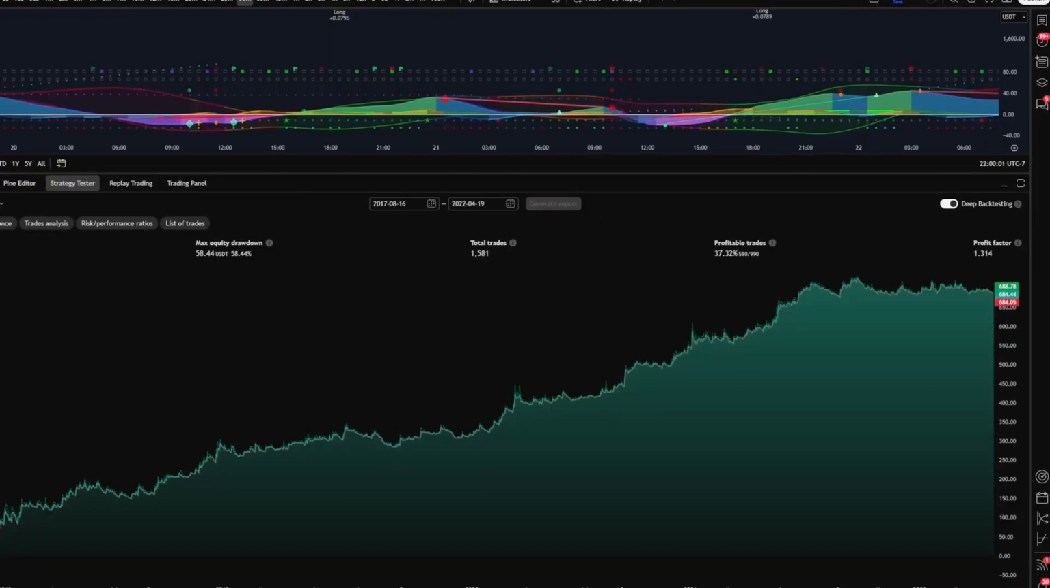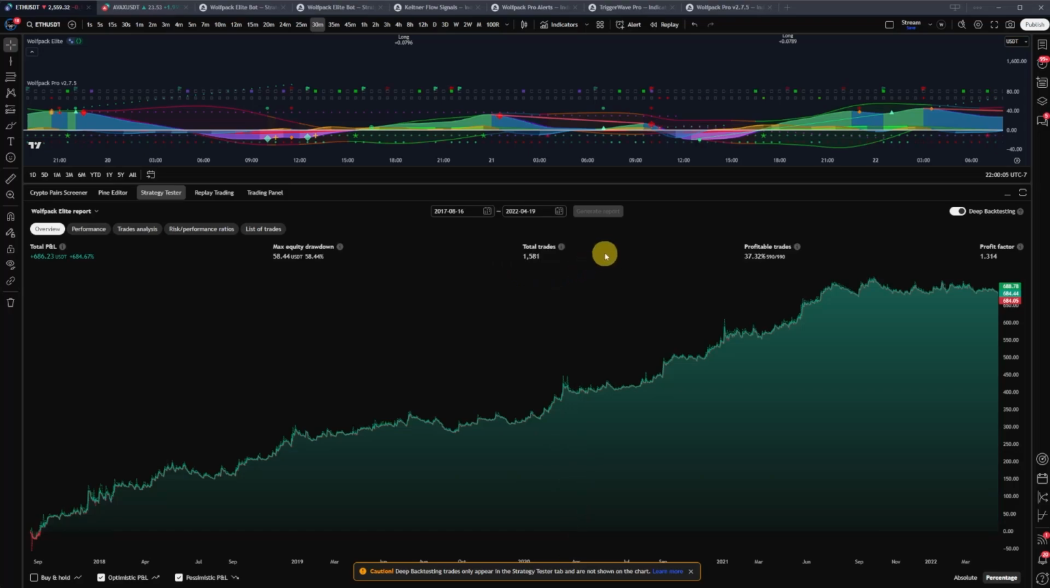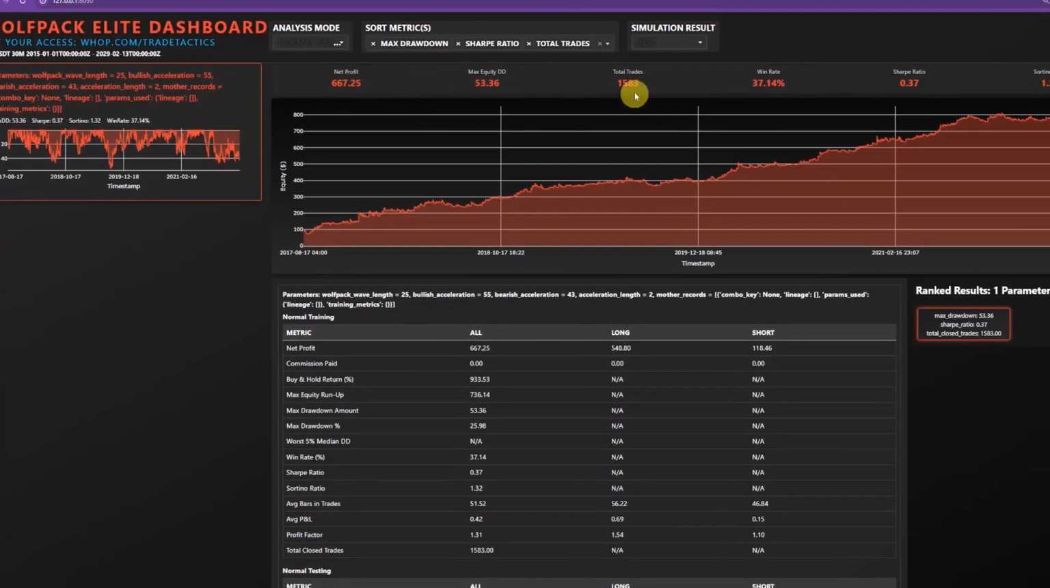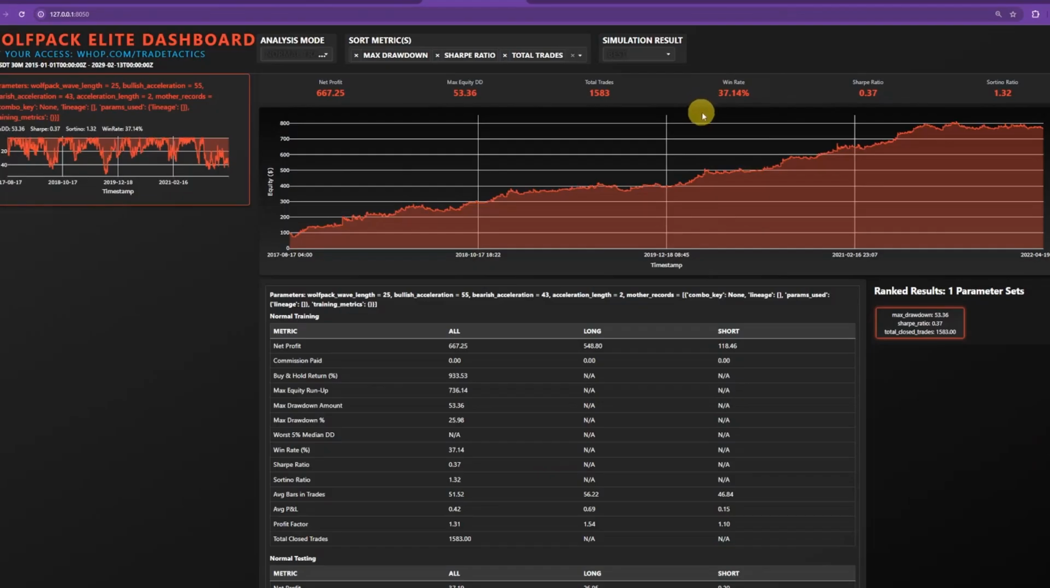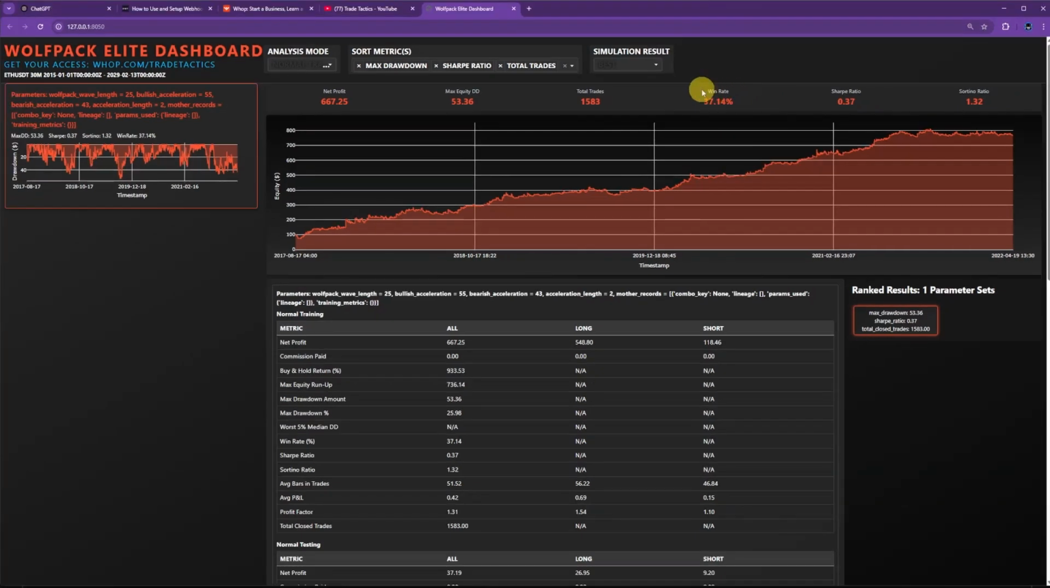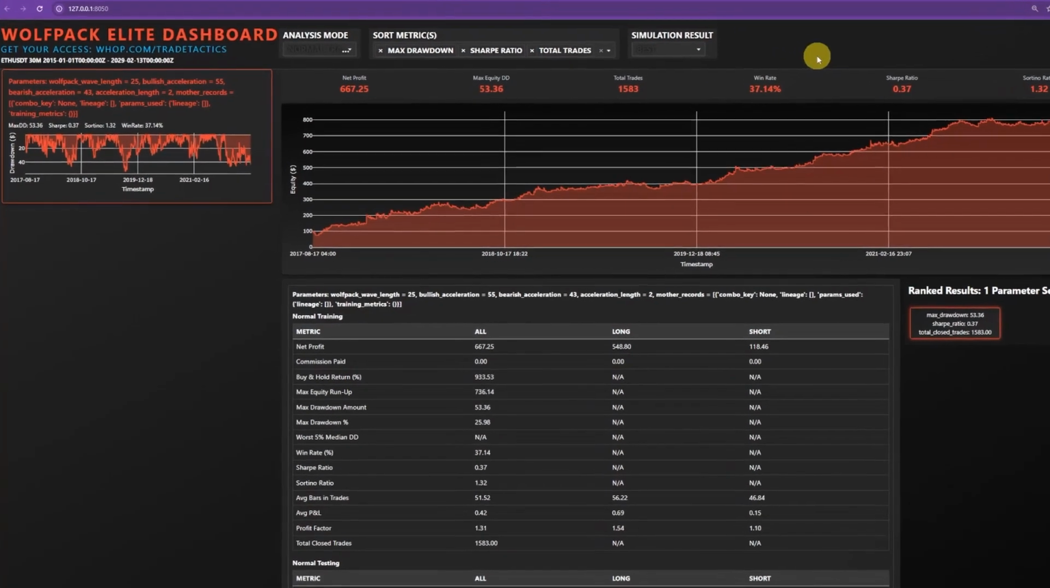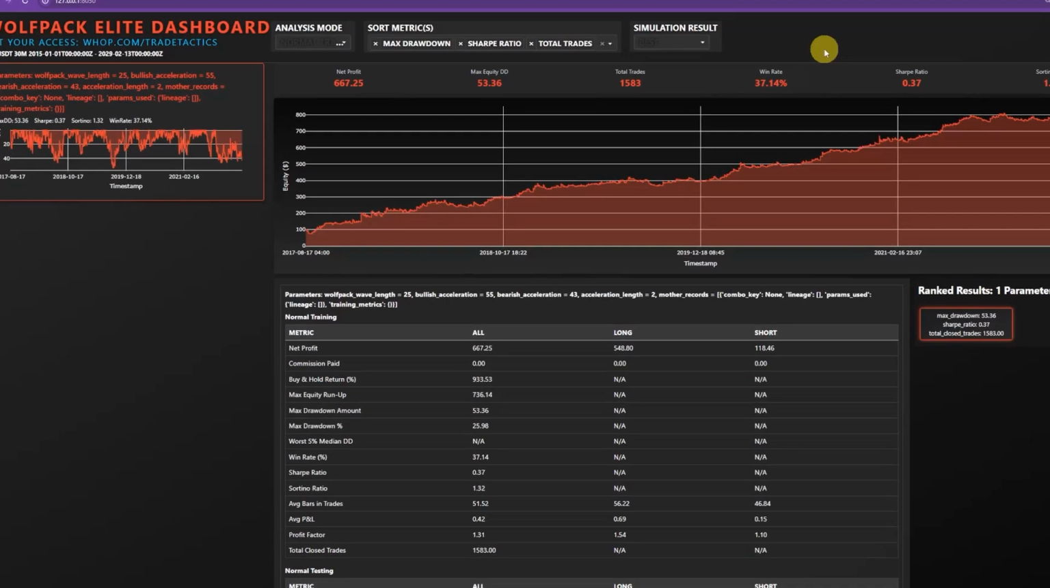684% net profit, total trades 1,581, and they line up nearly perfectly. It's 1 or 2 trades off over the course of several thousand, but the win rate is 37.32%, and the win rate in our Python version is 37.14. So basically perfect, with little rounding differences causing slight variation.